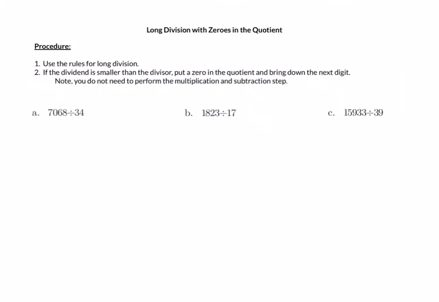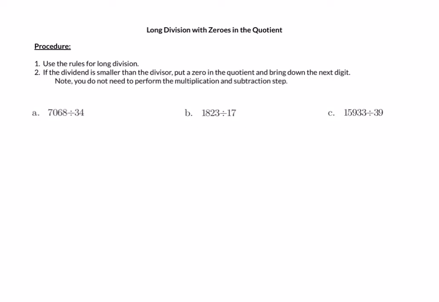Okay, so now we're going to talk about long division with zeros in the quotient. We're still going to go ahead and use our same rules that we've been looking at so far. The main difference is the second step is going to be a bit of a shortcut. If the dividend, the number we're dividing into, is smaller than the divisor, the number we're dividing by, we can put a zero in the quotient and just bring down the next digit. Note, we do not need to perform the multiplication and subtraction step.